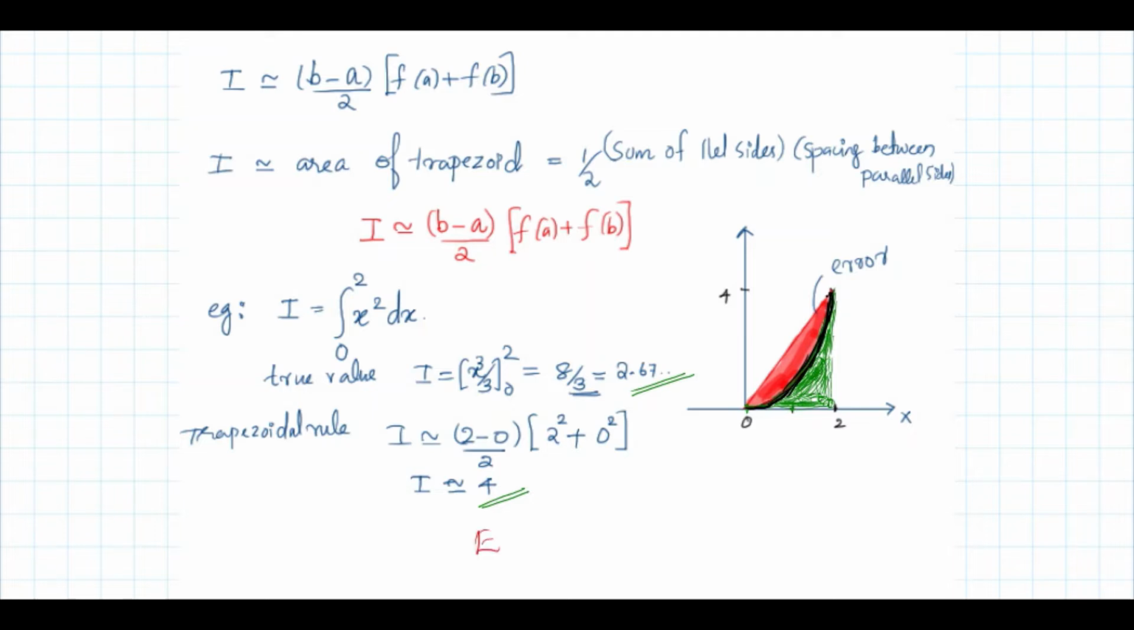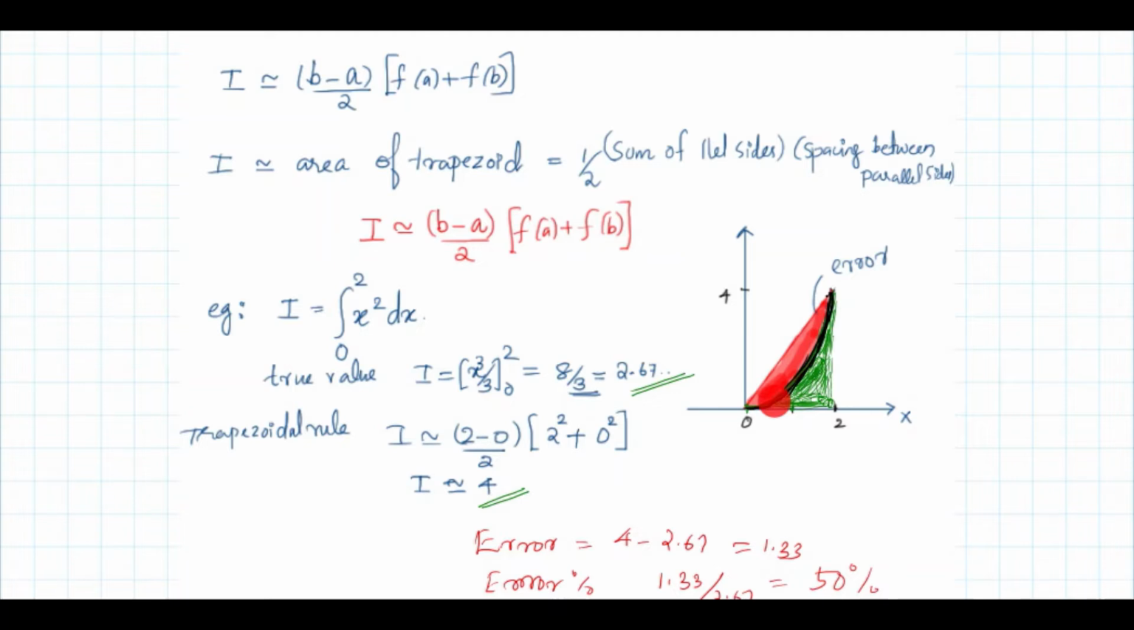What is the error value? Error is 4 minus 2.67. It is 1.33. What is the error percentage? It is 1.33 divided by the original value 2.67. So it is 50%. 50% error.